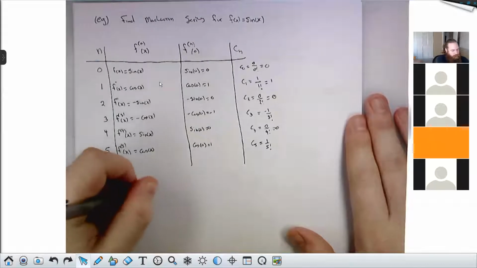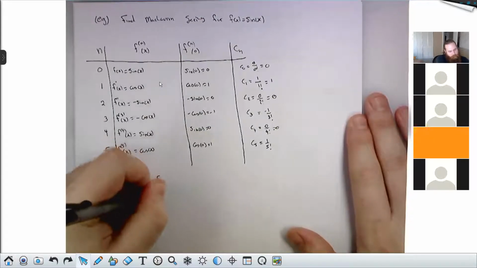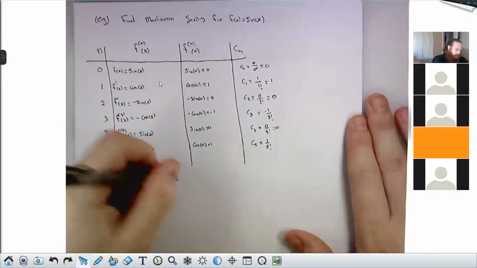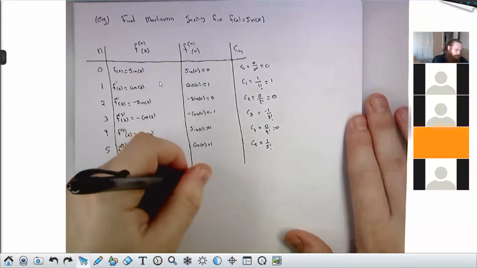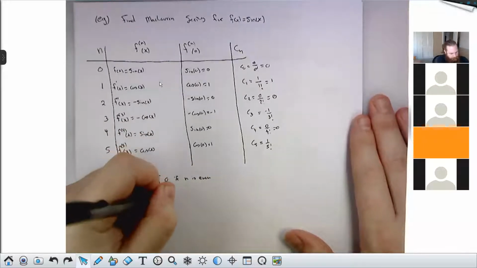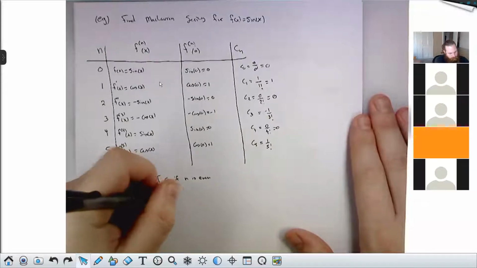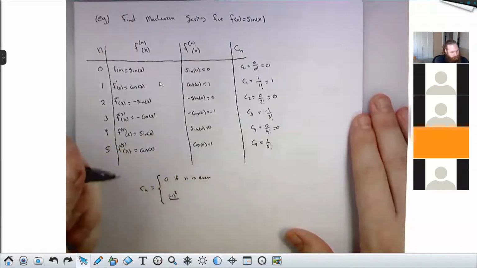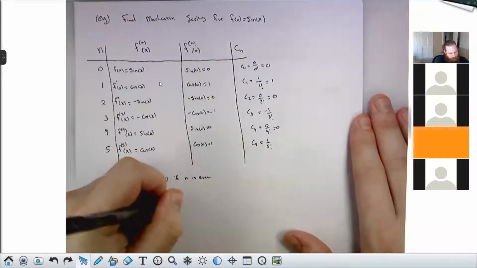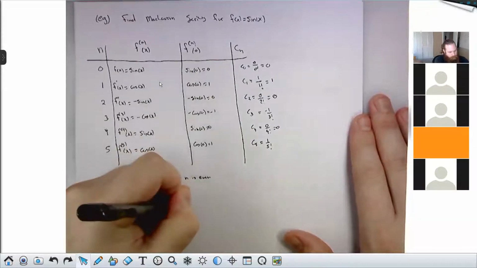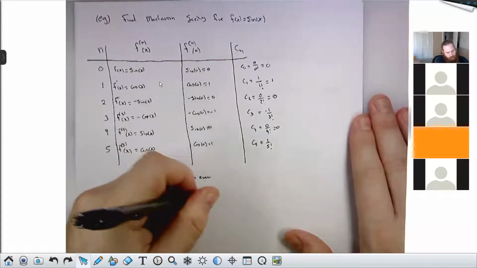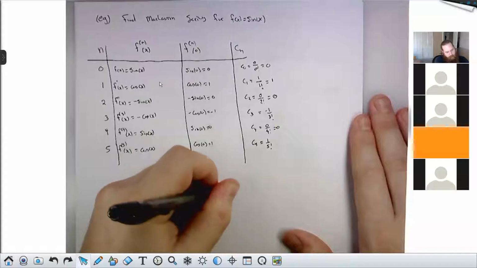So Cn here, there is a formula. It's just not pretty. It's 0 if n is even, and it is negative 1 to the k over 2k plus 1 factorial if n equals 2k plus 1 is odd.